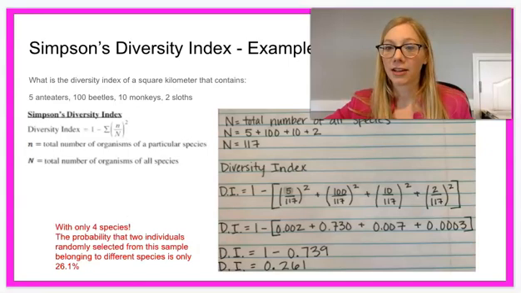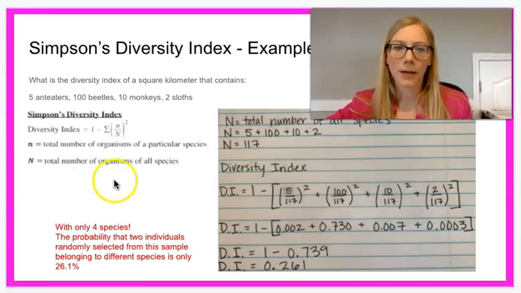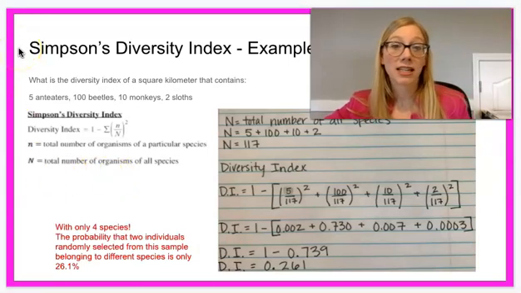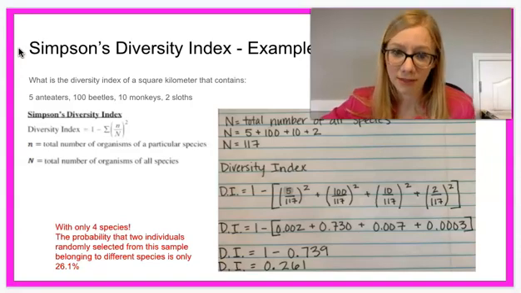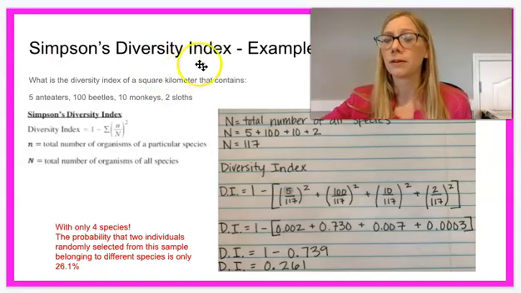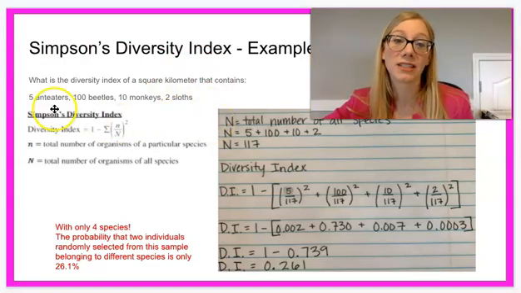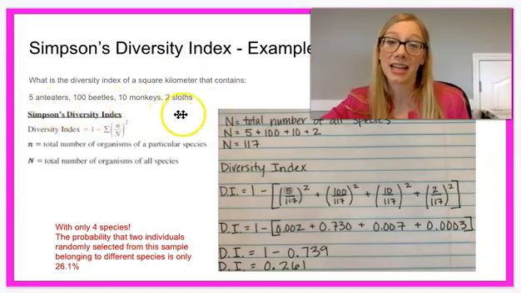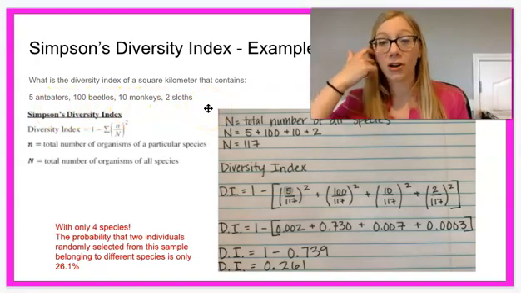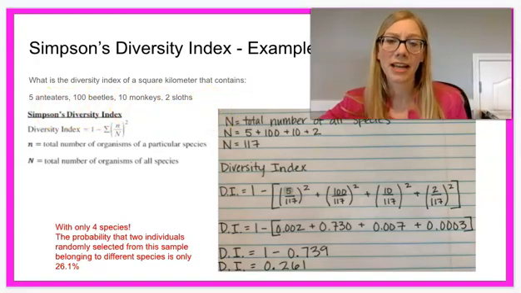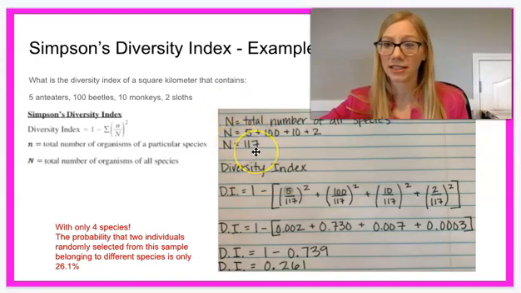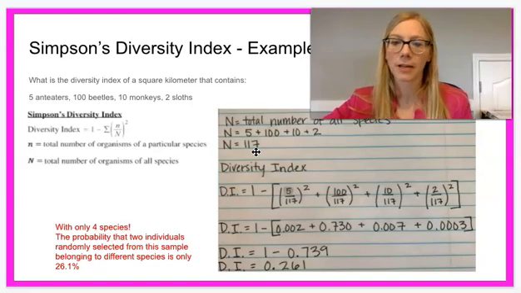Let's go ahead and look at an example. I just made this up. What is the diversity index of a square kilometer that contains 5 anteaters, 100 beetles, 10 monkeys, and 2 sloths? First, what do I want to do? I want to figure out what big N is, and that's my total number of organisms. So all I do is take 5 plus 100 plus 10 plus 2 and add them all together. That gives me N is 117. That means I counted 117 different organisms.